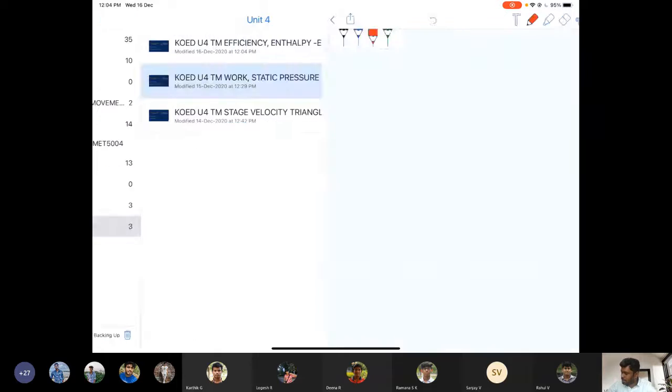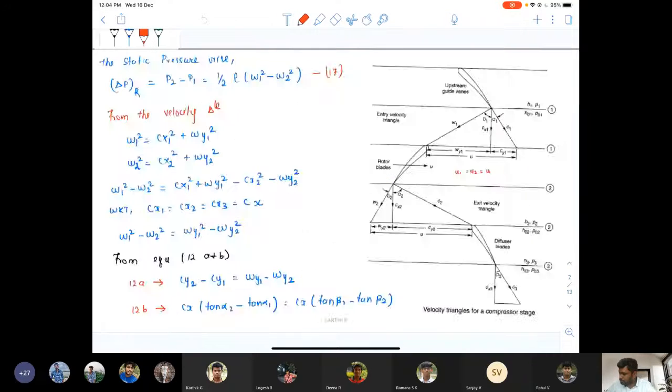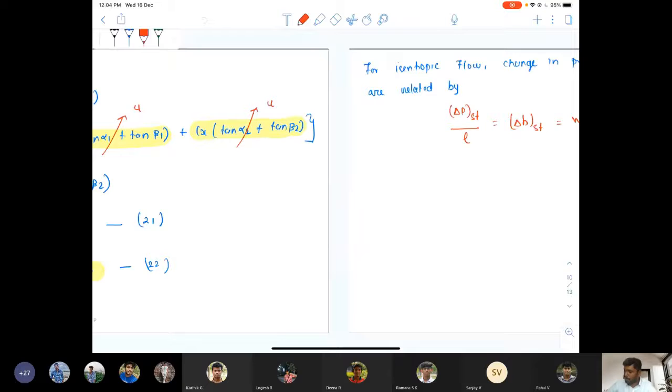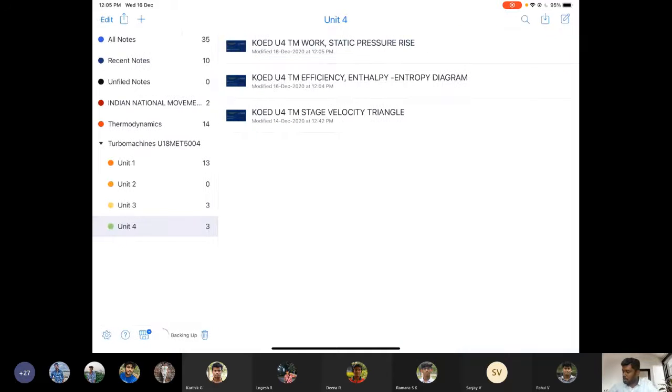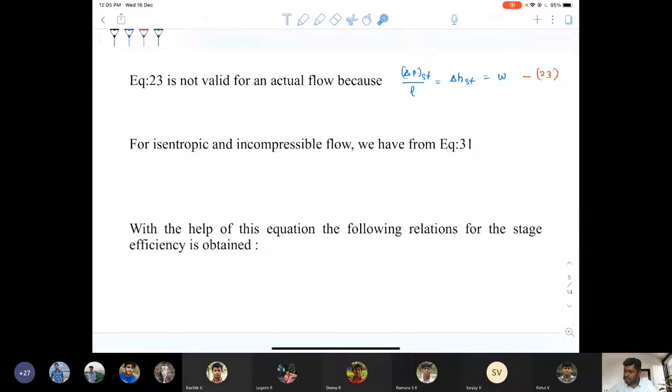That is, in the static pressure rise, we came across a relation which is delta P of stage divided by rho is equal to delta H of stage is equal to W, and this equation is valid only for isentropic flow. The change in pressure and enthalpy and the work are related by this equation. But isentropic flow is an ideal flow, whereas actual flow is an irreversible adiabatic flow, which is not an isentropic flow. Therefore, you cannot use this equation. That is what is being represented here.